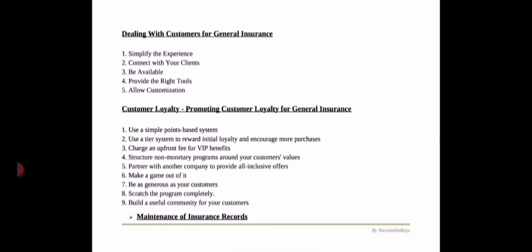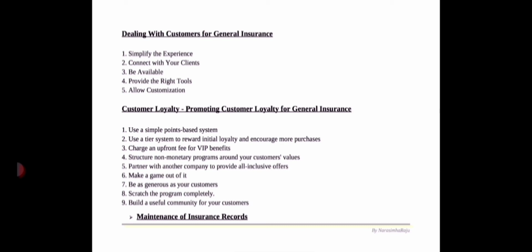And the next one is to partner with another company to provide all-inclusive offers. Here, a strategic partnership for customer loyalty can be an effective way to retain customers and grow your company. Which company would be a good fit for a partnership? It boils down to fully understanding your customers' everyday lives, needs and purchase processes.